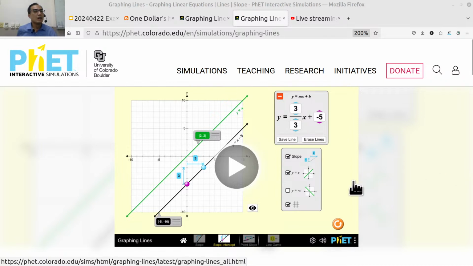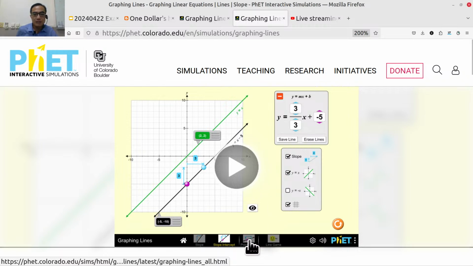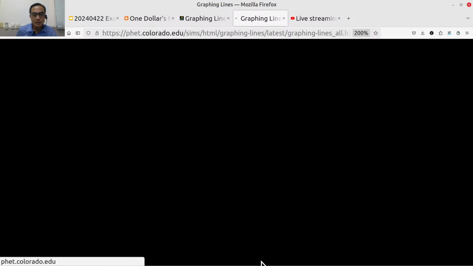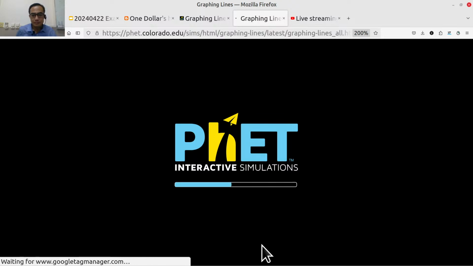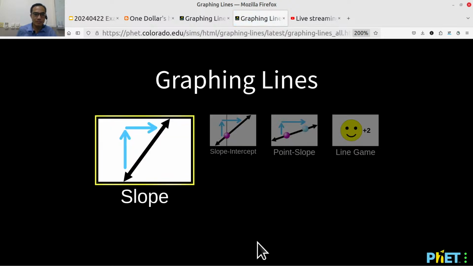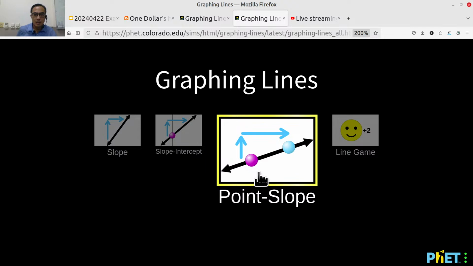Software again. Okay, then after you finish this part, we can move to the next part. Pin slope.